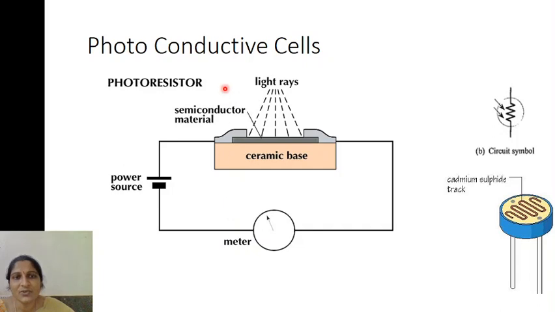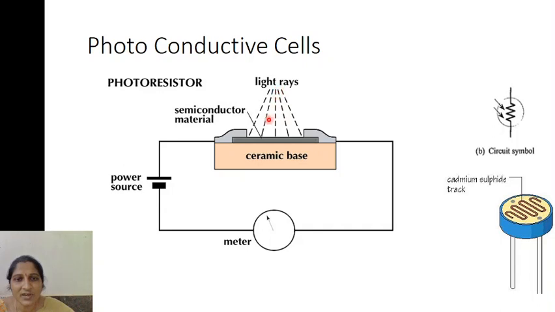Next one is the photoconductive cell. Photoconductive cell means that, based on the photons, meaning light, it becomes conductive. This is the construction diagram of the photoconductive cell. You can observe this is the cell here. This is the ceramic base. On the ceramic base you place a semiconductor material.